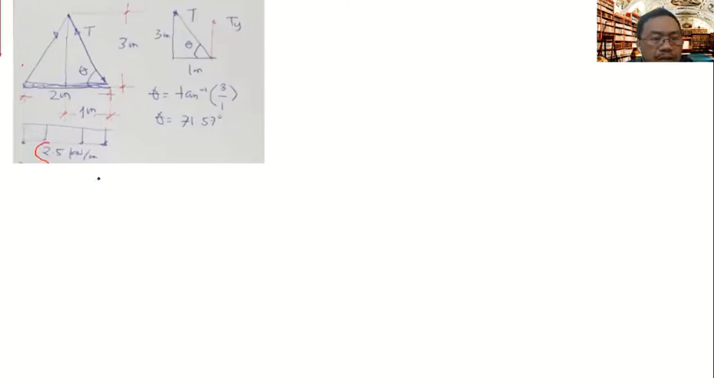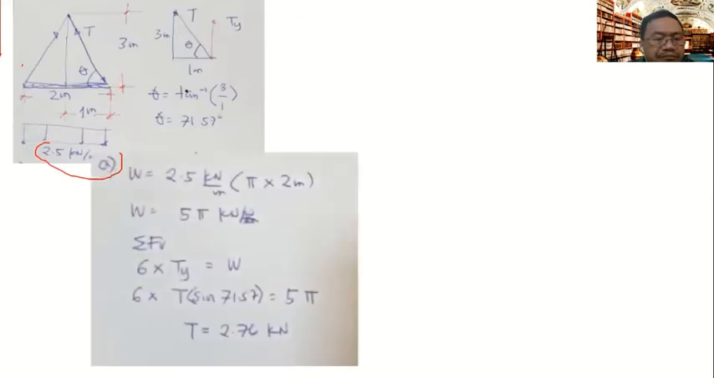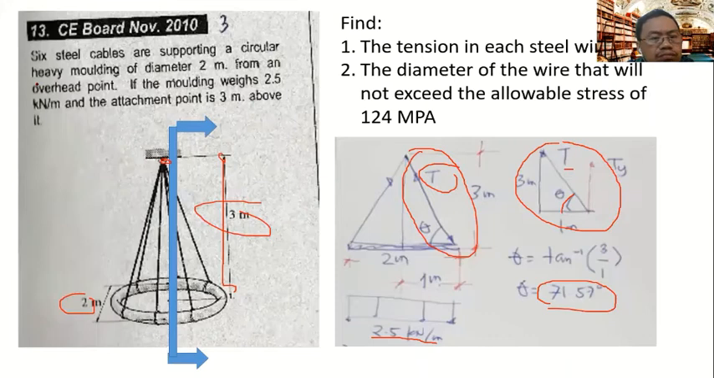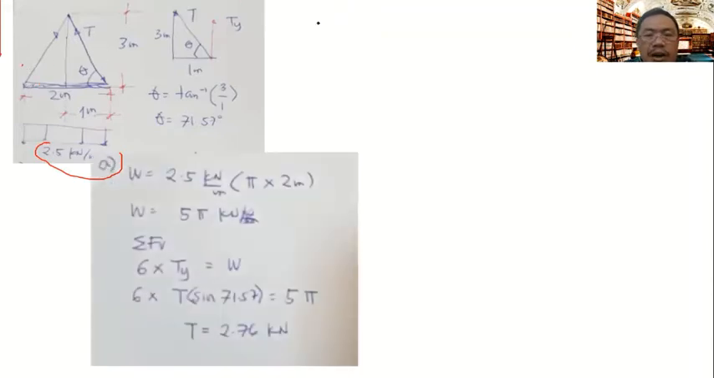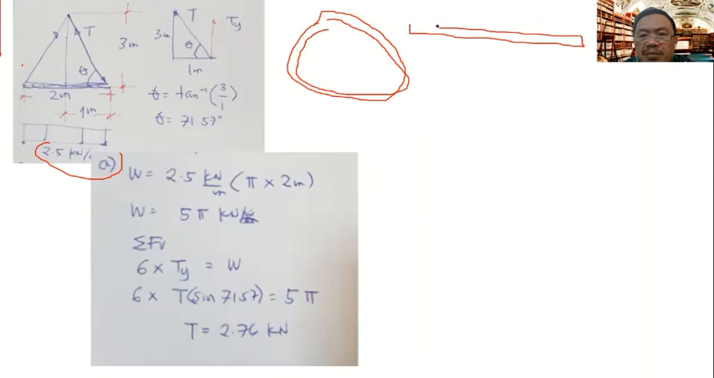So 2.5. And then, the weight of the molding, circular heavy molding. Pag circular yan, ang isang ikot ng isang circle, the circumference is pi d or 2 pi r. Pagka in-stretch natin yan, para mas madali maintindihan, ito yung pi d. Pi times diameter. Diameter is equal to 2 meters.